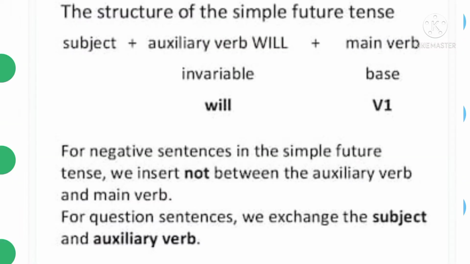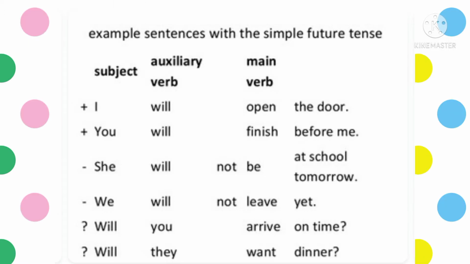Okay. First, let us go to the structure of simple future tense. Subject plus will or shall plus verb 1. That's the structure of it. For example, I will or I shall see you tomorrow. He will meet you tomorrow. For subjects I and we use shall, and with all other subjects, persons, we use will. This is the structure of simple future tense.